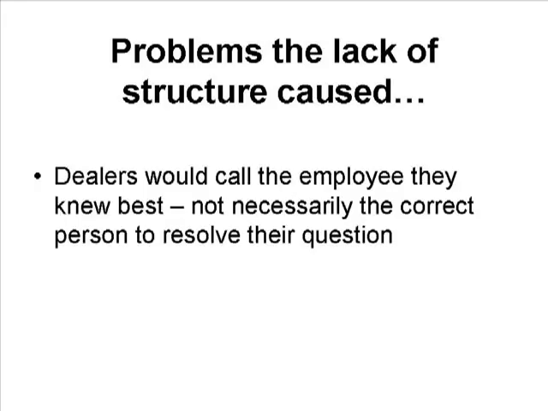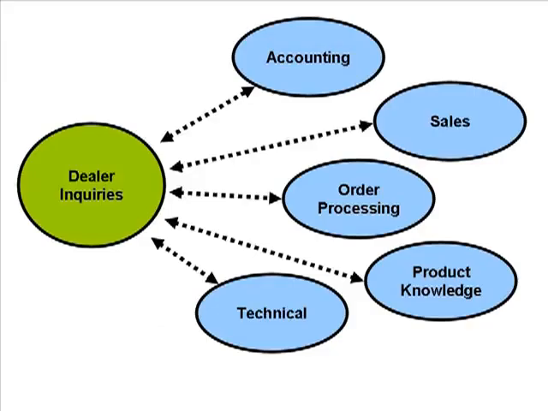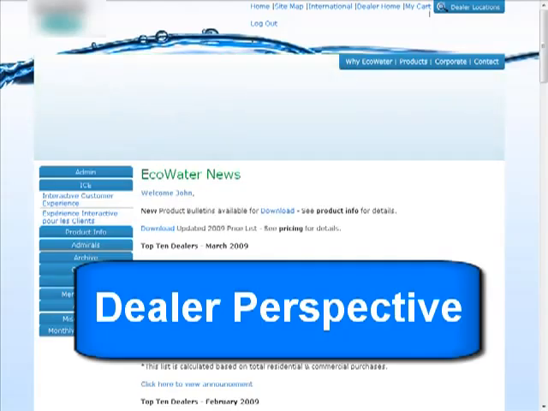For example, dealers would call the employee they knew best, not necessarily the correct person to resolve their issue. This meant that employees were forever reacting to incoming phone calls and emails. So what we did was we used the Web Self-Service module to help manage how these issues got routed and then managed efficiently. Let's take a look at this from the perspective of the dealer.